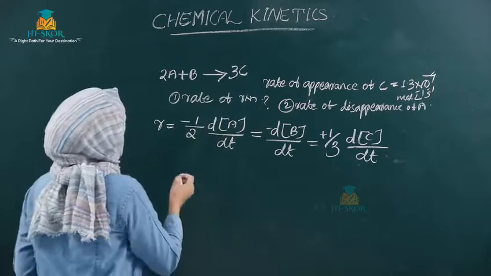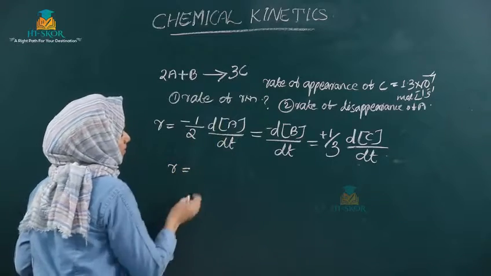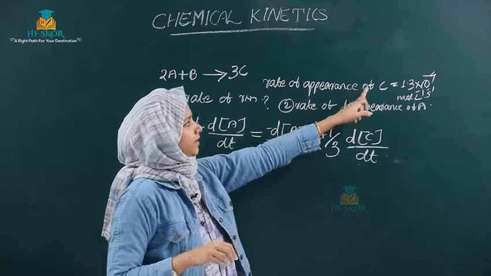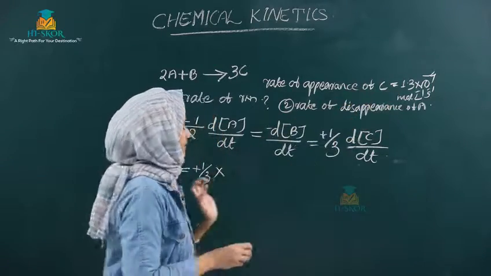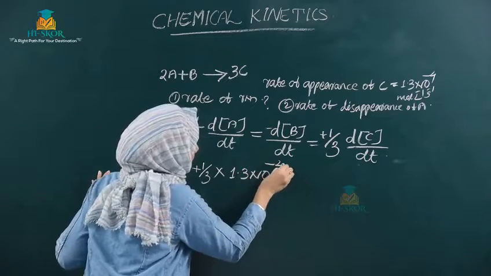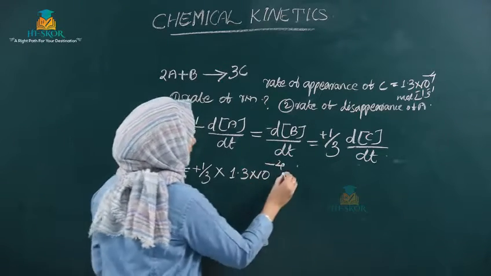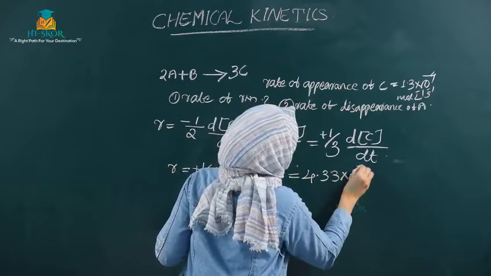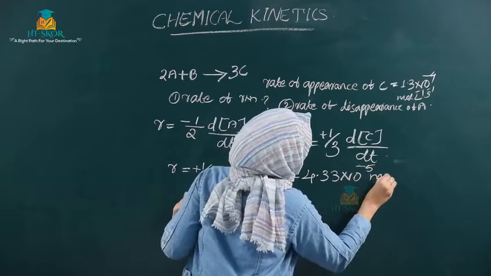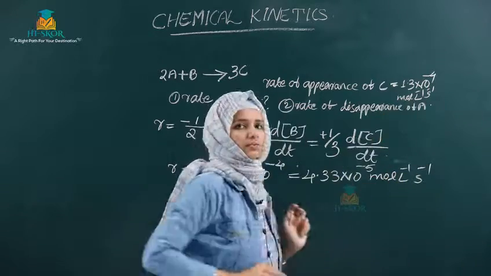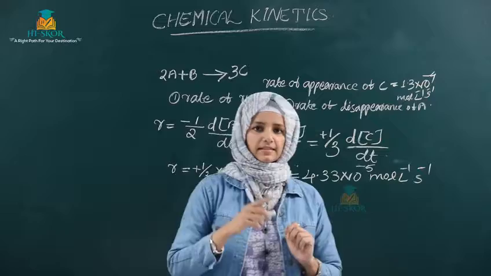Okay. So what is the rate? Plus 1 by 3 into dC by dt, value is 1.3 into 10 raised to minus 4. Okay. By doing the calculation you will get 4.33 into 10 raised to minus 5. What is the unit? Moles per liter per second. So they have already given the unit, moles per liter per second.